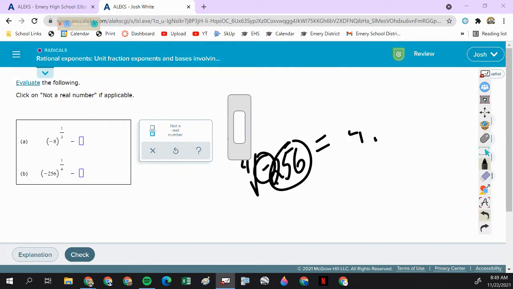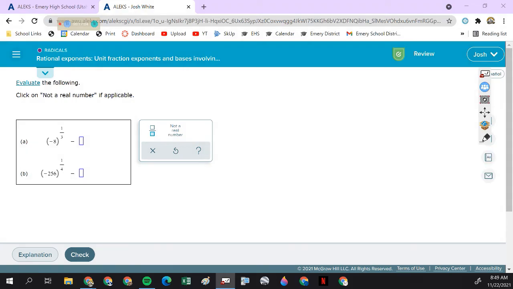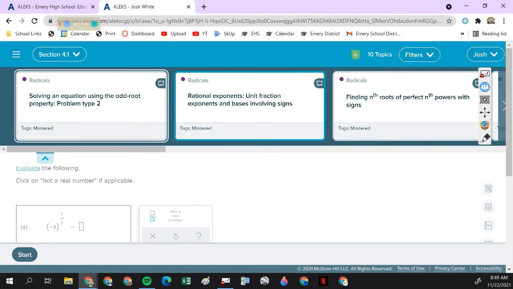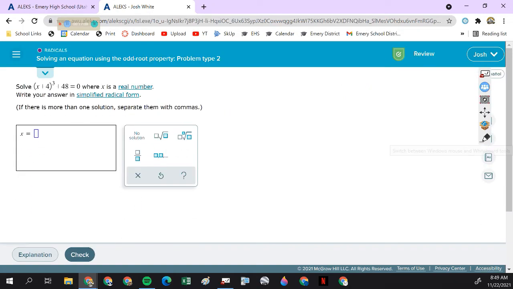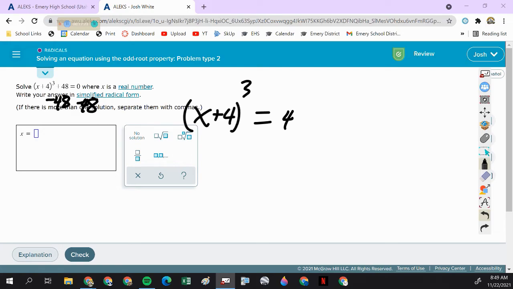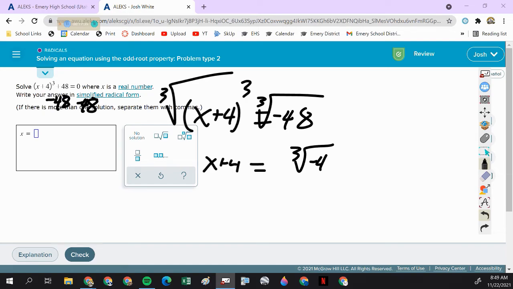All right, last one. Okay, so here we have an equation that needs to be solved. Subtract 48. x plus 4 to the third equals negative 48. Take the third root. x plus 4 is equal to the third root of negative 48.